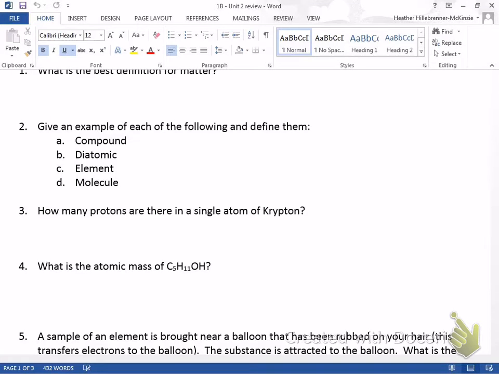So definition of matter. What do you got, Ryan? Anything that has mass and takes up space. Yes, it has to have mass and take up space, right? Both of those two. Okay. Give an example of each of the following.